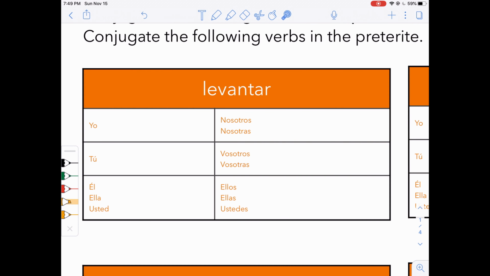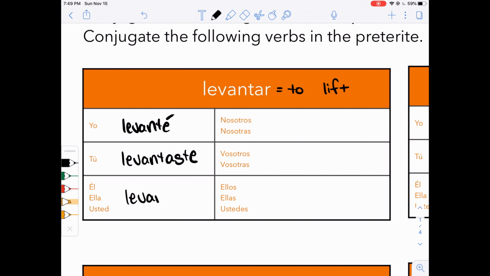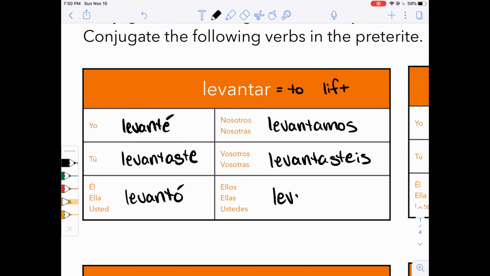So we have levantar, and remember that levantar means to raise or to lift. We'll go with lift because it's shorter. So to say I lifted is yo levanté, E with an accent. And then tú levantaste. Él levantó. Nosotros levantamos. Vosotros levantasteis. Y ellos levantaron. So you'll notice here we drop the AR and we replace it with é, aste, ó, amos, asteis, aron.